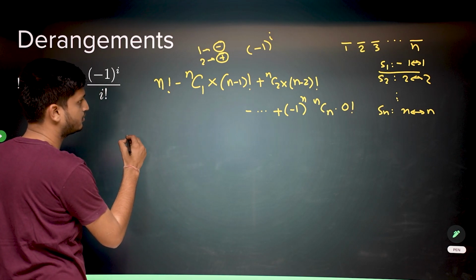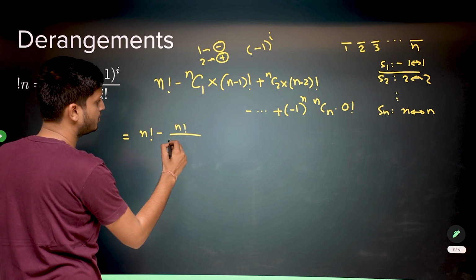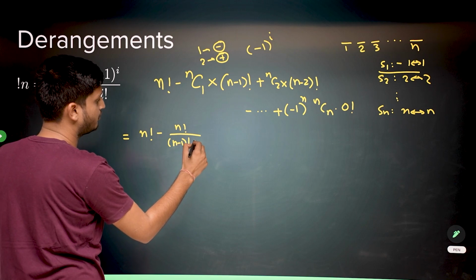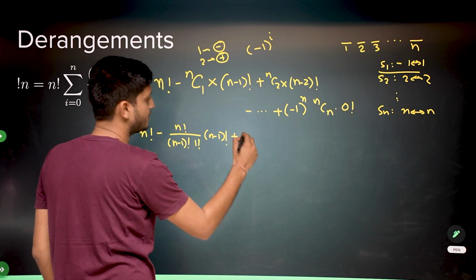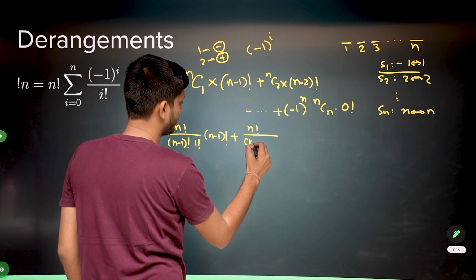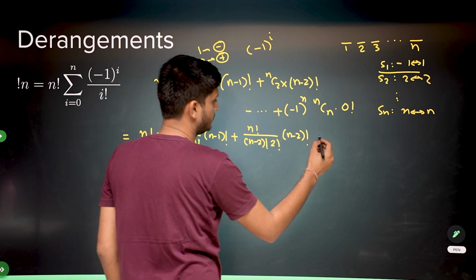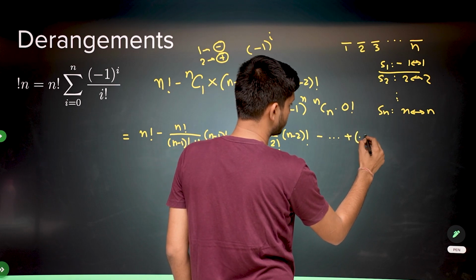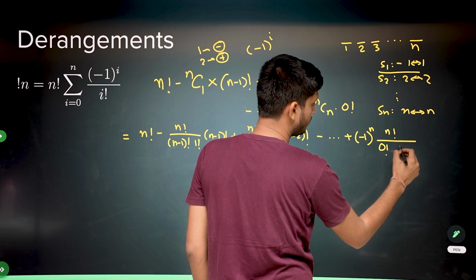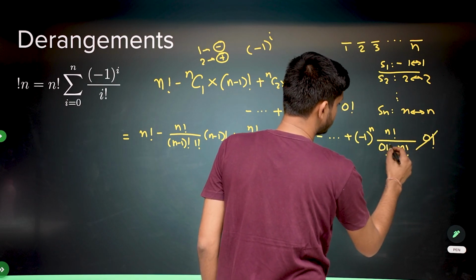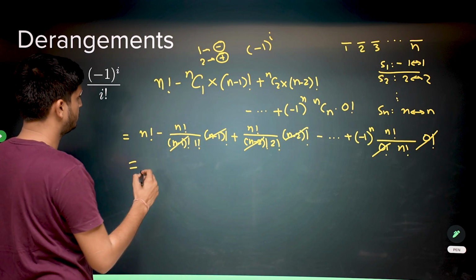Now we have to expand it. n factorial minus nC1 is what? n factorial upon (n minus 1) factorial 1 factorial, times (n minus 1) factorial, plus nC2 is n factorial upon (n minus 2) factorial 2 factorial, times (n minus 2) factorial, minus and so on, plus minus 1 to the power n, nCn is n factorial upon 0 factorial n factorial, times 0 factorial. Now this cancels, this cancels, this cancels, and we can take n factorial out.